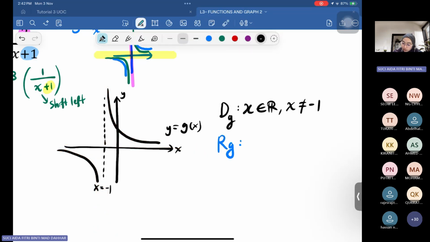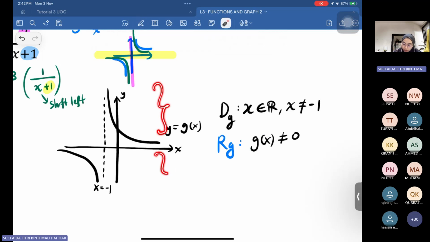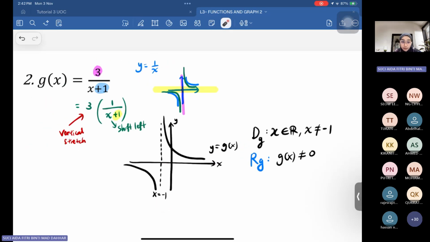So how do you write them? You write gx function, it's not equals to 0. It could be positive, it could be negative, it could be lying above and below x-axis, but not exactly on x-axis. Okay, got it?